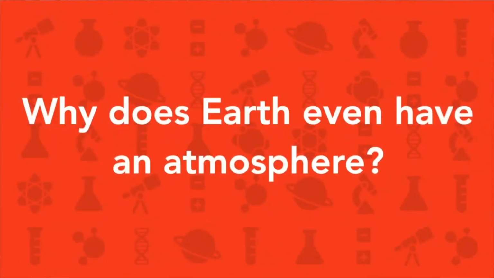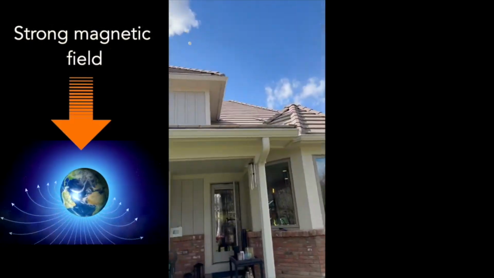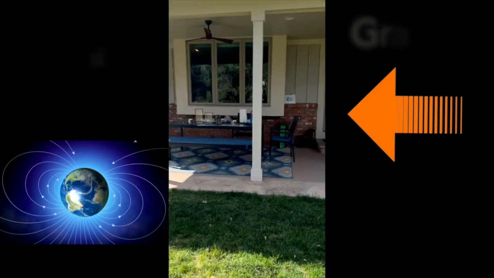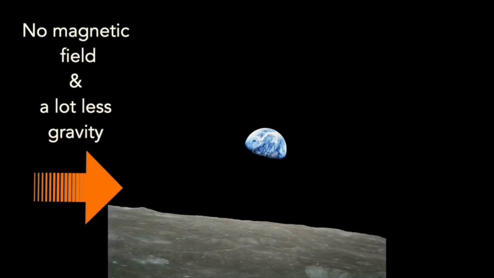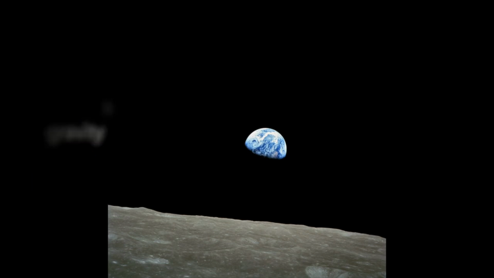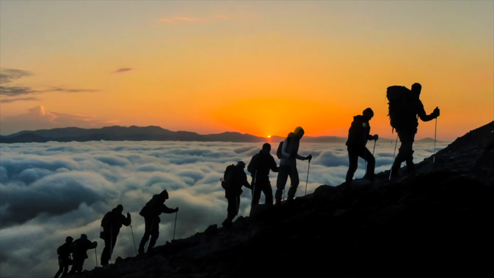The next question is, why does Earth even have an atmosphere in the first place? And it's because of the strong magnetic field from the molten outer core of the Earth and gravity. And can you guess why the moon has no air, no magnetic field, and a lot less gravity? And gravity pulling the air down also explains why there's less of it as you go up.